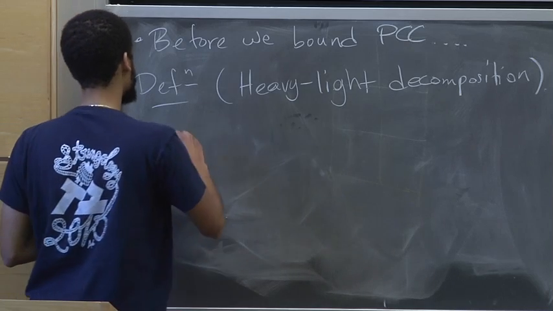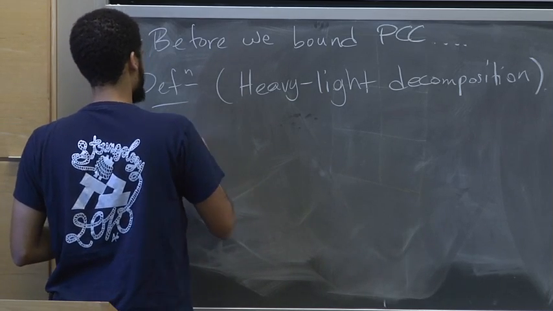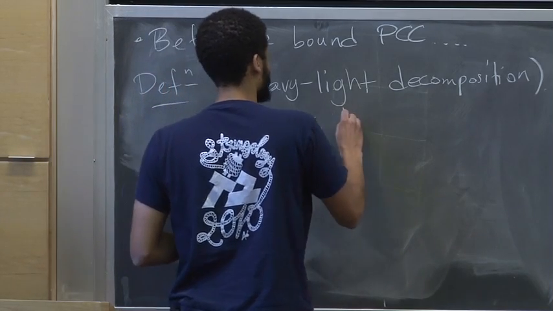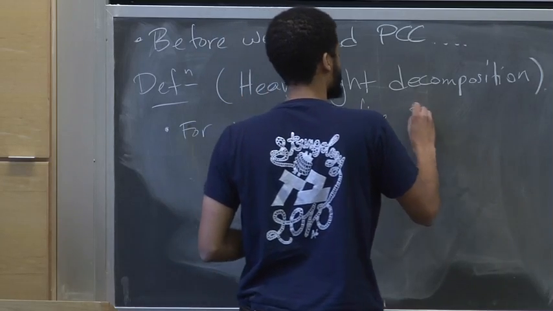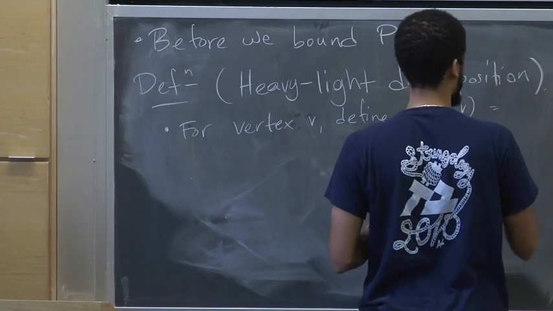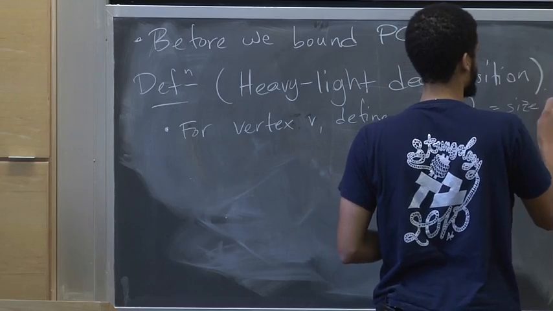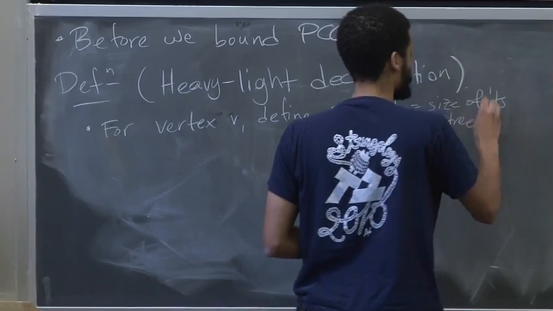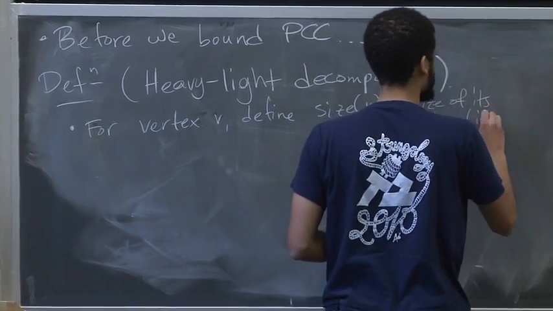Okay, so for a vertex V, define size of V as the size of its subtree, the number of vertices in its subtree in the represented tree.